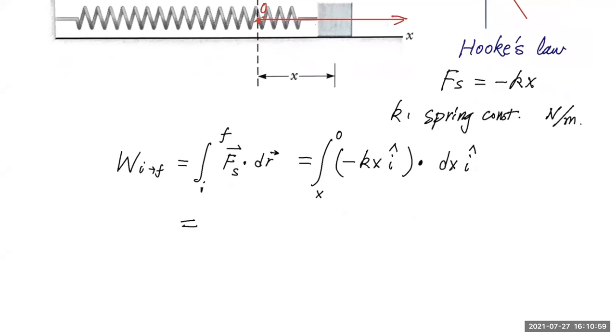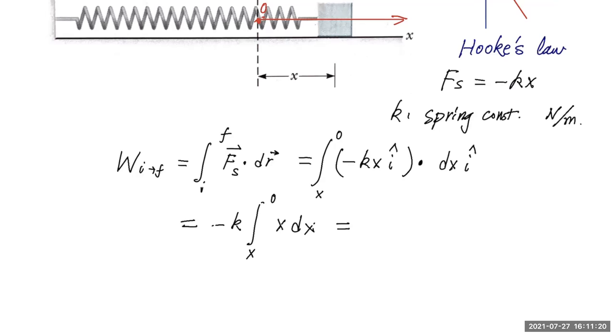Easy enough to do. You have i dot i, which is 1, right? And there's a negative k as a constant. We take that out, negative k. Integral from x equal to 0 to, I'm sorry, from x equals x to x equal to 0. All right. And then x dx, when you integrate over, you get x squared.